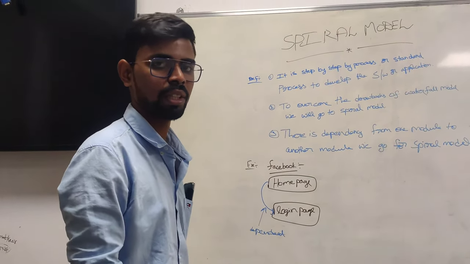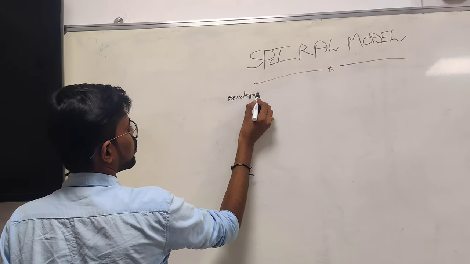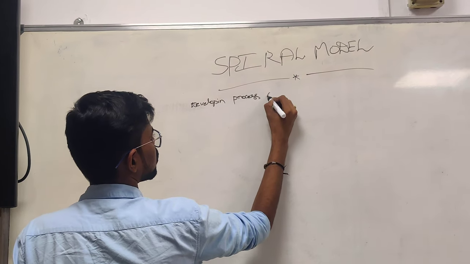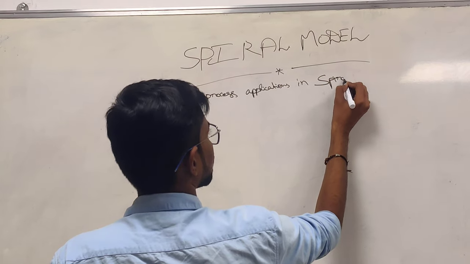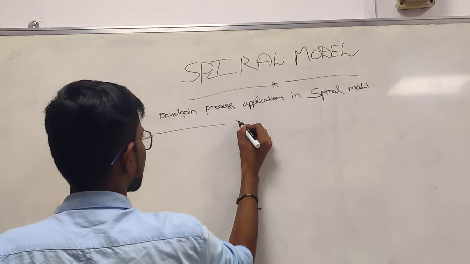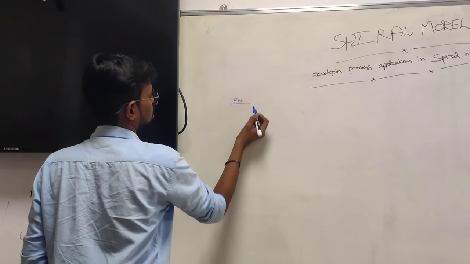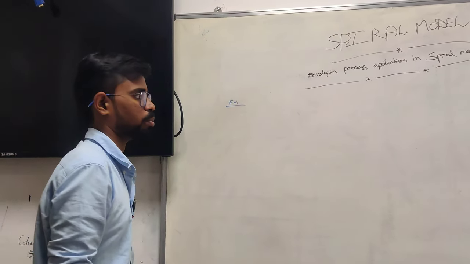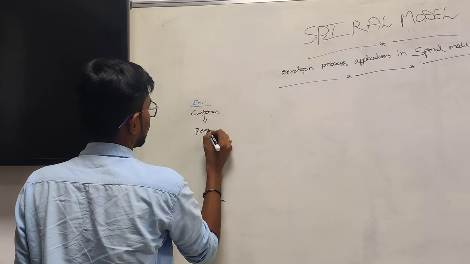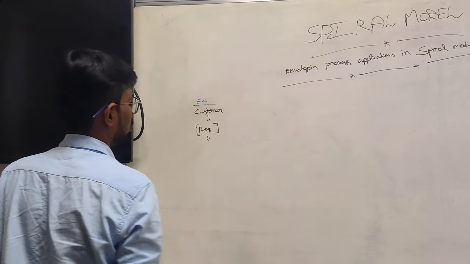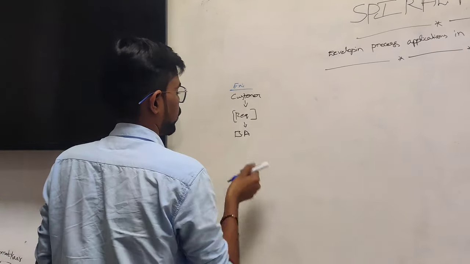Next we see how to develop an application in the spiral model, the developing process in the spiral model. Take for example, first requirements: the customer gives the requirements. The BA will collect these requirements. The BA works in a software company.